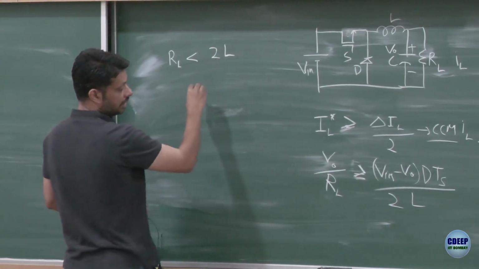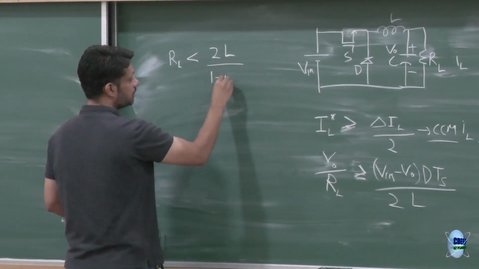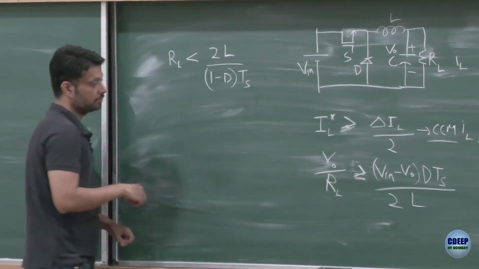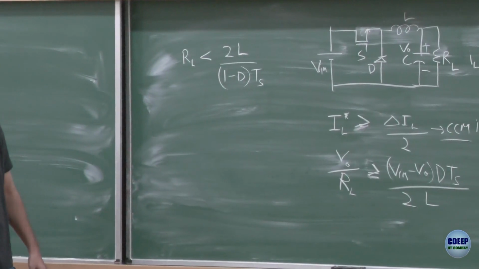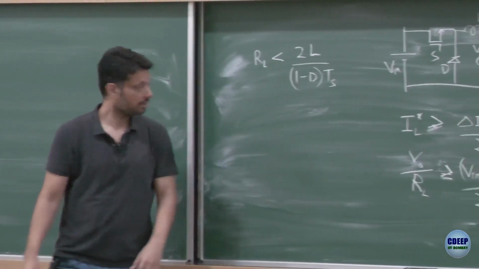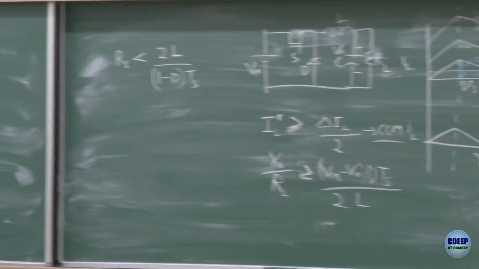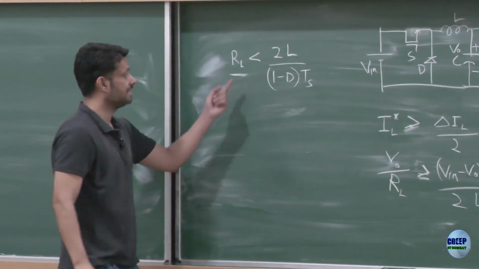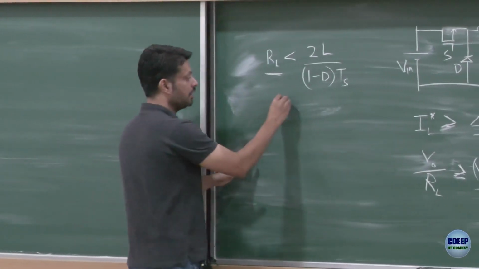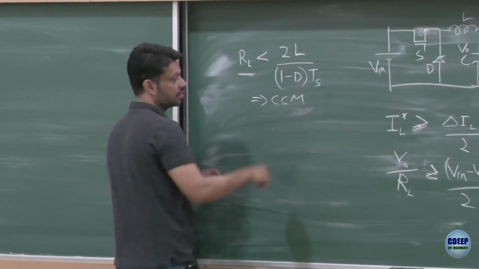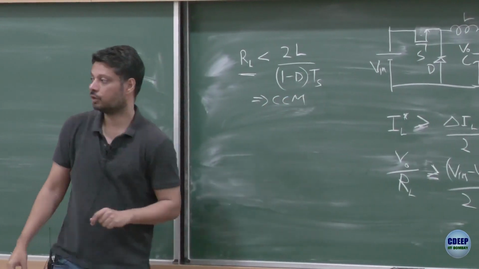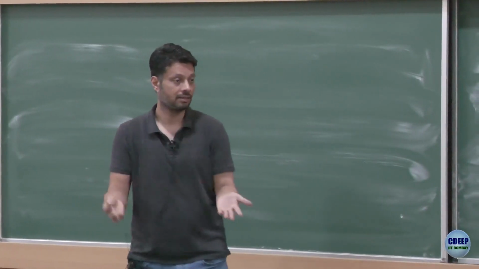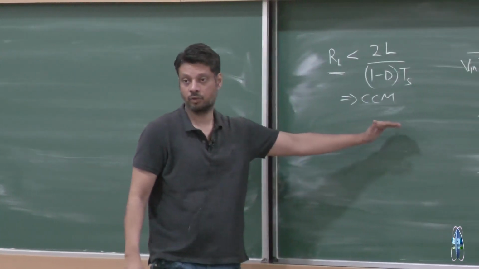Right, 2 times L divided by 1 minus D times Ts. That makes sense. Just check if this is okay. Have I missed something? So if your load resistance is less than this, that means you are in continuous conduction mode, right? If the load resistance is less than this, that means your load is more, higher current, then you are in continuous conduction mode.